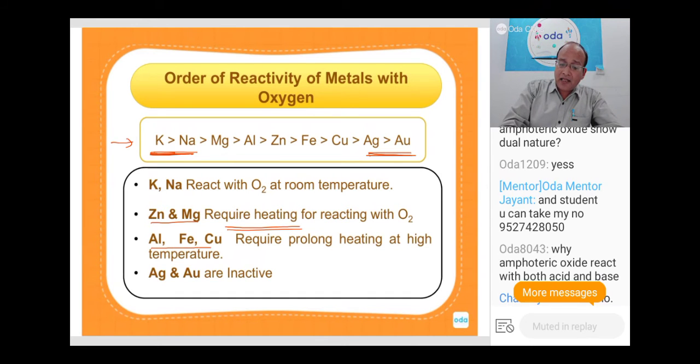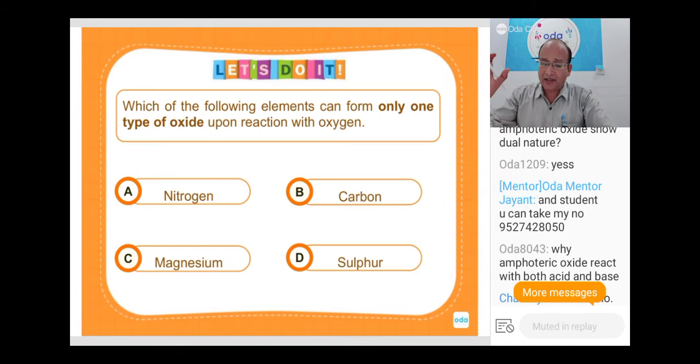And what about Al, Fe and Cu? Al, Fe and Cu require very high temperatures for reaction. Okay, they do not react under normal conditions with air. We know that because we have utensils made up of aluminium, iron and copper. On the other hand, Ag and Au are inactive, they do not react.